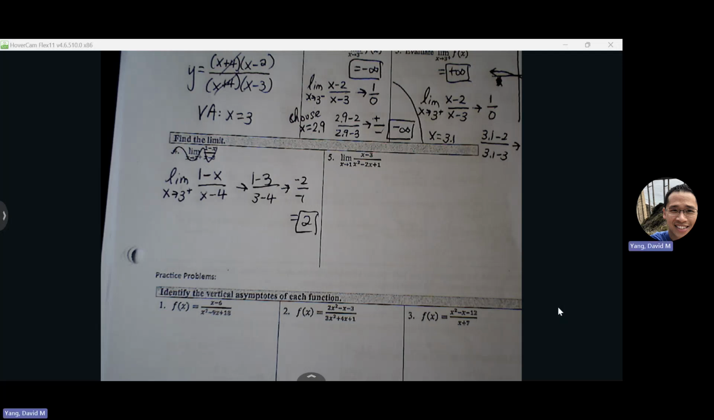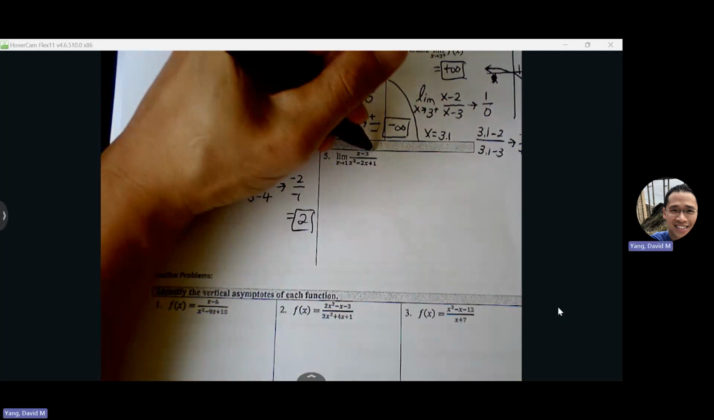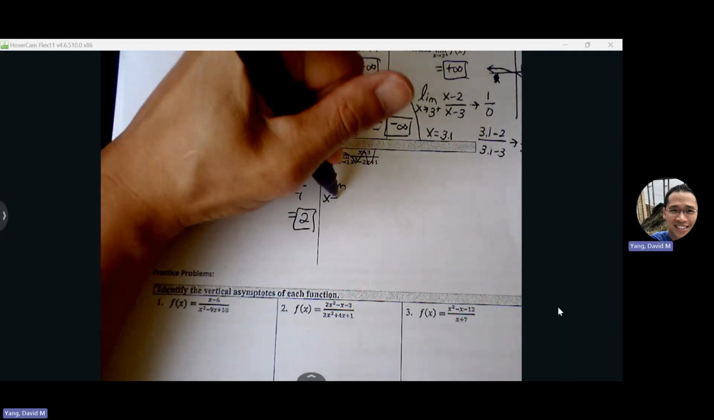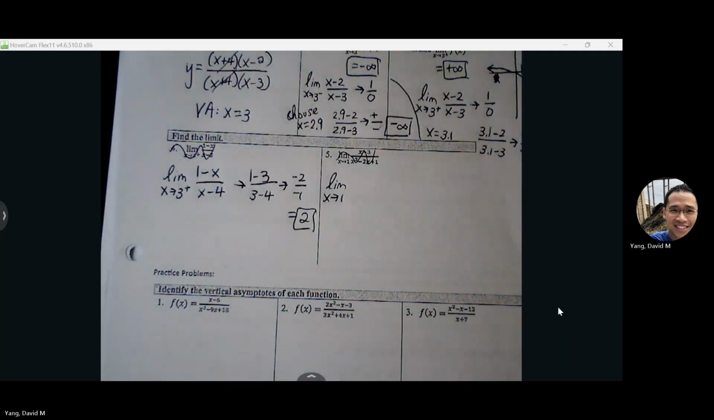Let me do one more variation. Let me change this one as well. Limit as x approaches 1 from the left.